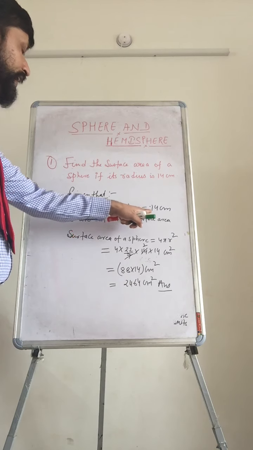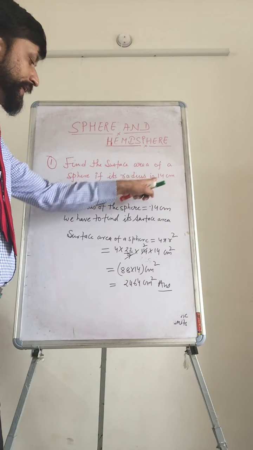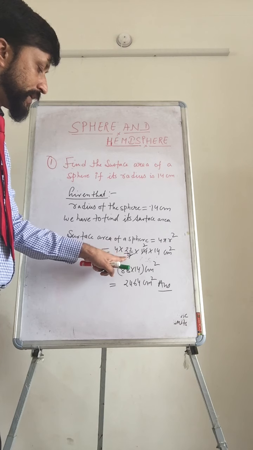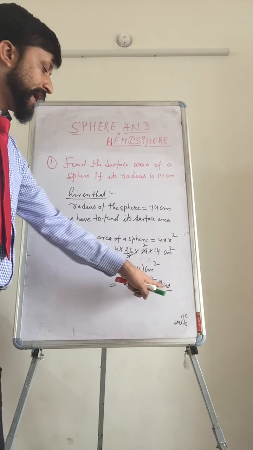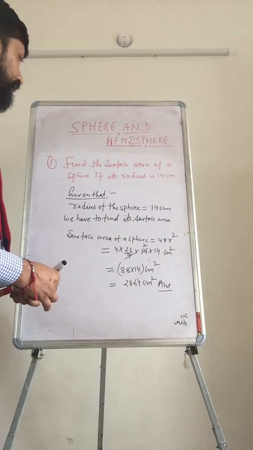What is given? Write first, then write the formula, then substitute the value of radius, and the pi value you already know, which is always 22 by 7. Calculate and write the unit, and finally write the answer. Second example.